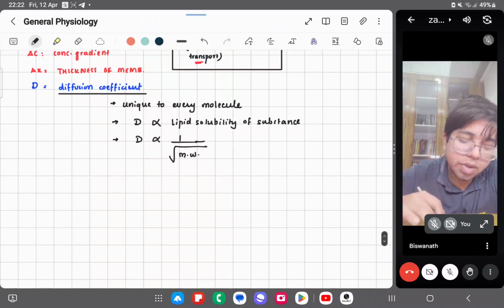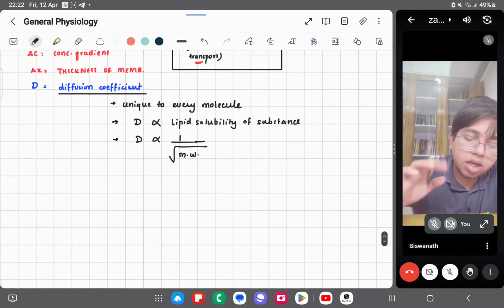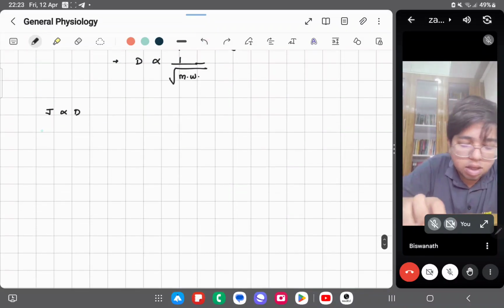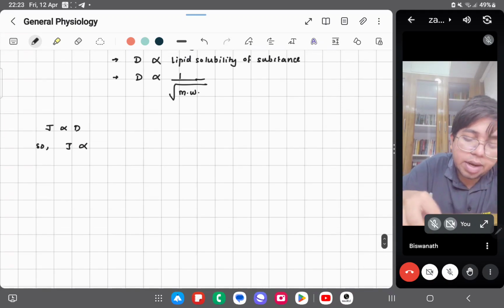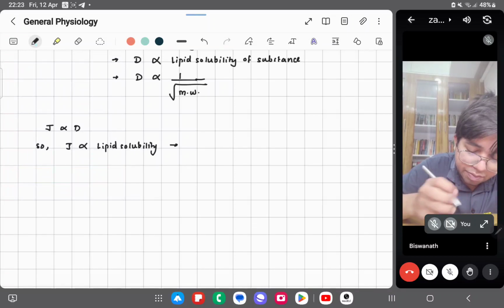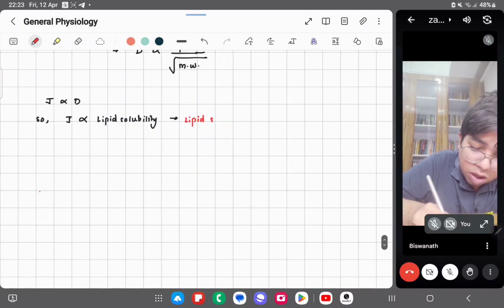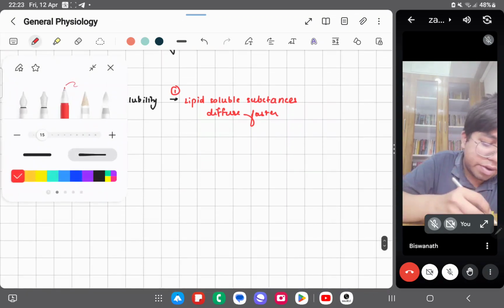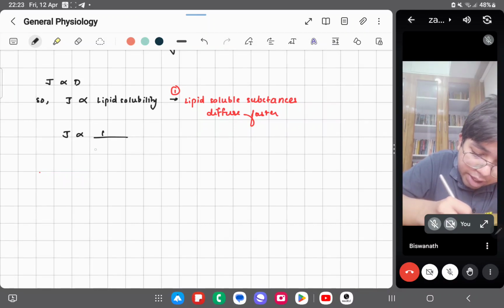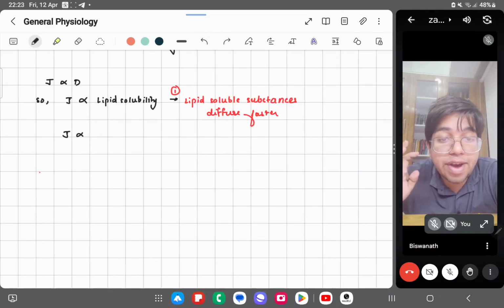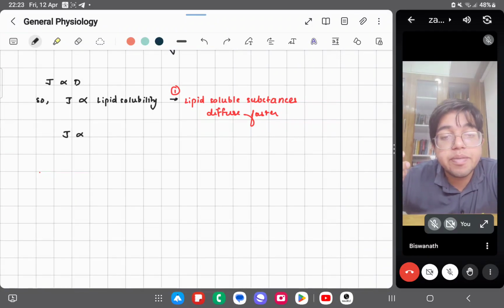So this is the fact, and based on this, you can calculate the J itself, right? So J is proportional to D. Am I correct? Yes. So this J will be directly proportional to lipid solubility. That means lipid soluble substances diffuse faster. Important line, right? Another thing is that J will be proportional to surface area, and it will be inversely proportional to your delta X itself. It will also be inversely proportional to your molecular weight.